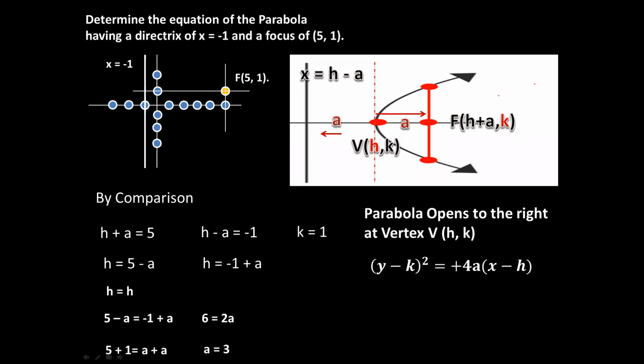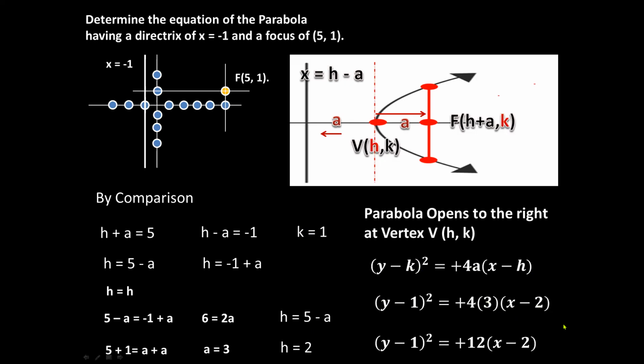At dahil nahanap ang value ng A, using this equation, H equals 5 minus A, H now is equal to 2 since A is equal to 3. So alam mo na lahat ng value ng K, A, and H. You go back to this equation. Direct substitution tayo. Okay. K is 1. That's why y minus 1 squared. A is 3. So 4 times 3. H is 2. So x minus 2. And simplifying it, that is now the equation of our parabola.